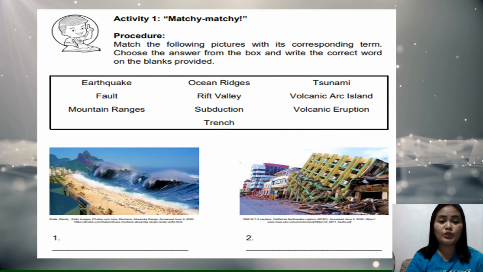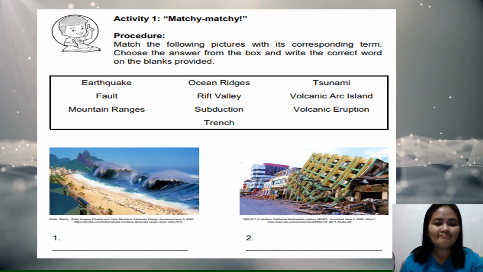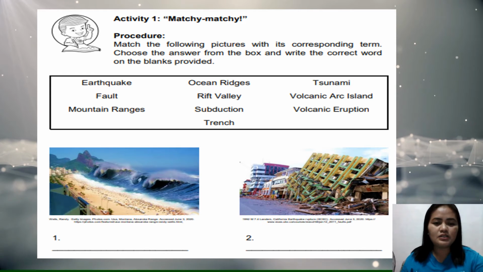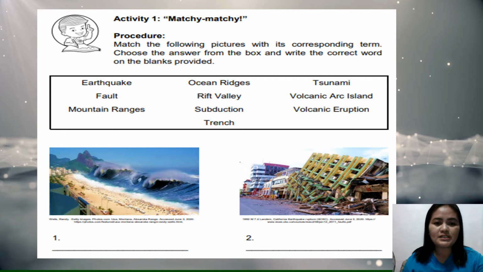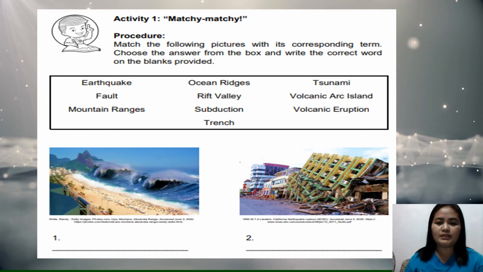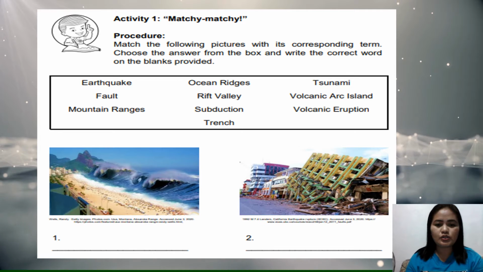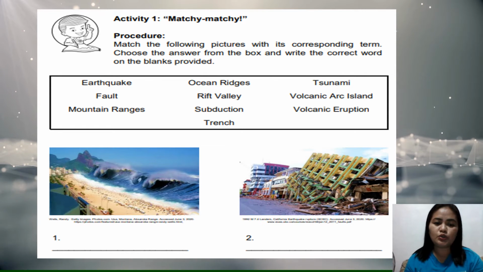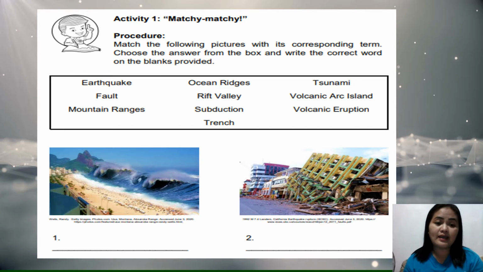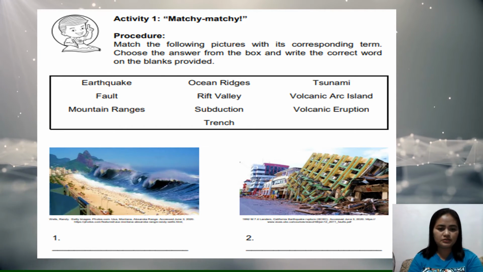We are now in your activity 1. This is your matching. Very easy, oh, may pagpilian. You just have to match the following pictures with its corresponding term. Choose from the box. So I'm trying to help you here, showing you colored pictures because again, you have your black and white. Mas masaya talaga pag colored.